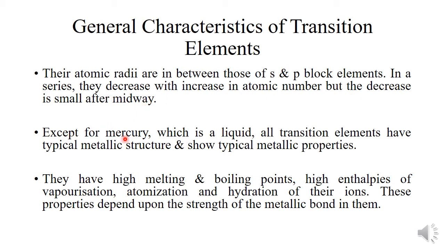Second is, except for mercury, which is a liquid, all the transition elements have a typical metallic structure and they behave like typical metals and also show typical metallic properties, that is high melting and boiling points, high enthalpies of vaporization, atomization and hydration of their ions. And these properties depend upon the strength of the metallic bond present in them.